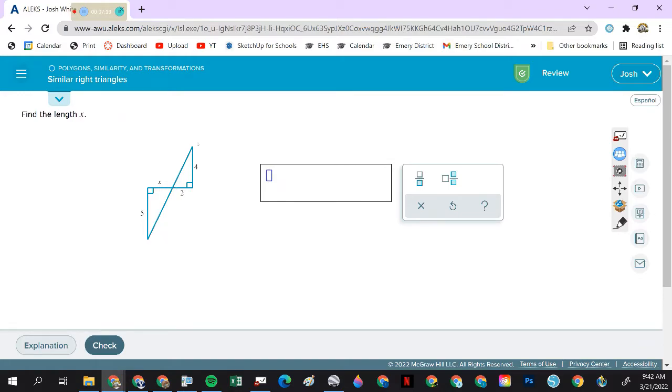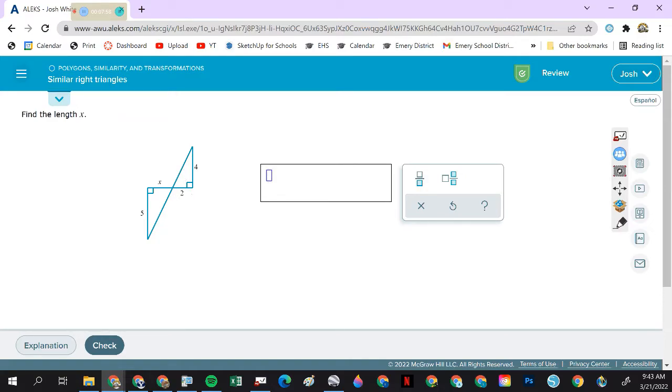So we have hypotenuse, we have short leg, and we have long leg. Right? So I know that the short legs are proportional, the long legs are proportional, and the hypotenuses are proportional. So what is the ratio? Well, we take big divided by small. 5 divided by 4 is 1.25. So the ratio from small to big is 1.25.